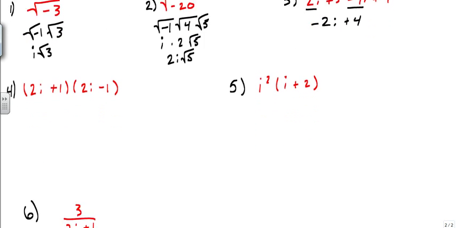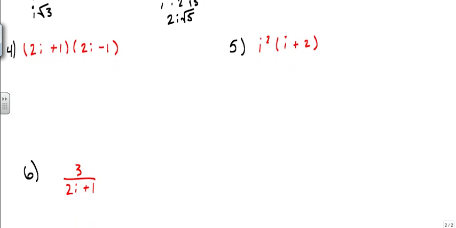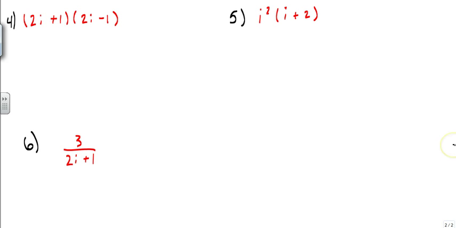When I'm multiplying complex numbers, you're following the same process again as if this were 2x plus 1 times 2x minus 1. You do the exact same thing. If you did 2x times 2x, you would get 4x squared. Well, here you're going to do 2i times 2i, and you're going to get 4i squared. You treat it just like a variable.